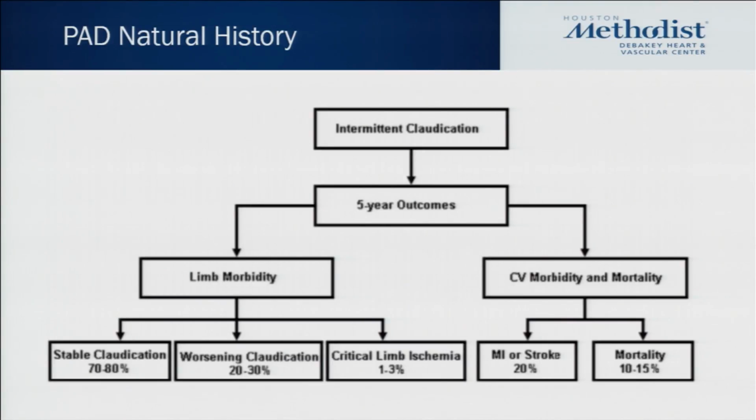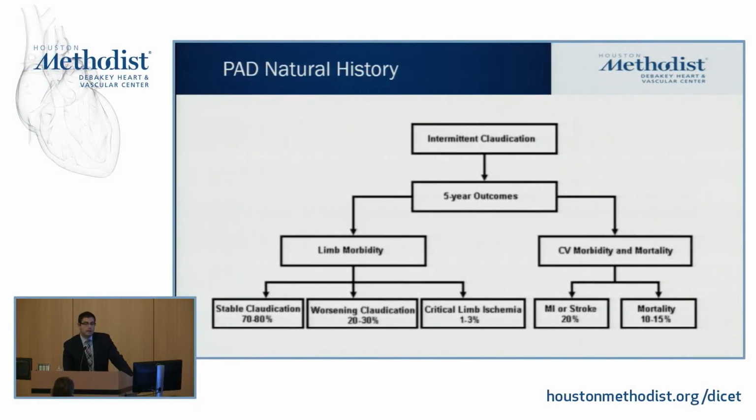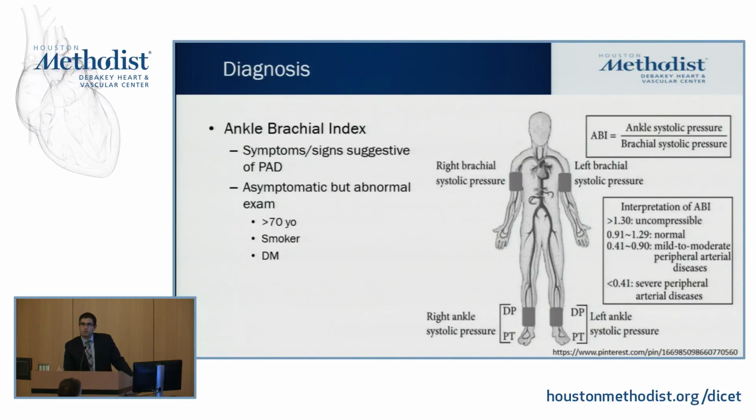But the most important part is what happened to these patients after 5 years. The morbidity and mortality because of cardiovascular disease as a whole picture is looked at. They saw that 20% will die from MI or stroke, and mortality is up to 10 to 15%. So the question arises, if a patient comes with intermittent claudication, what should we do? Let's go through diagnosis first, and then the treatment.